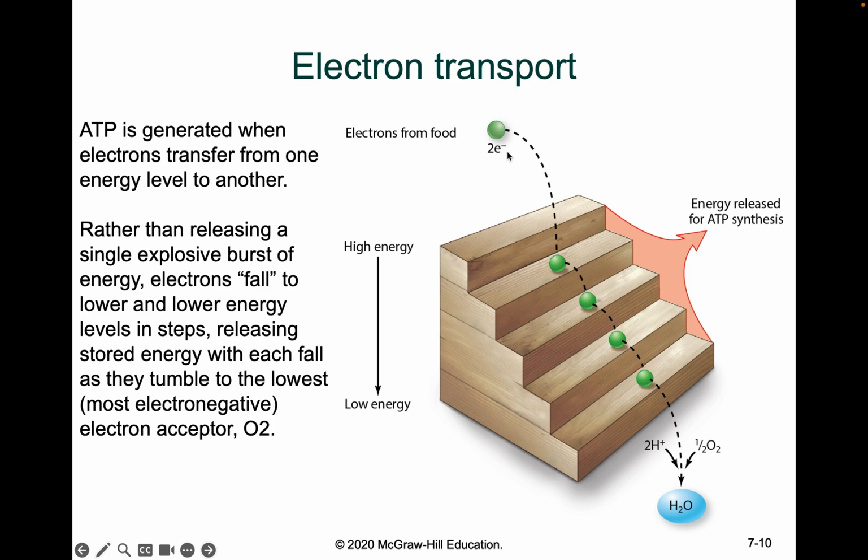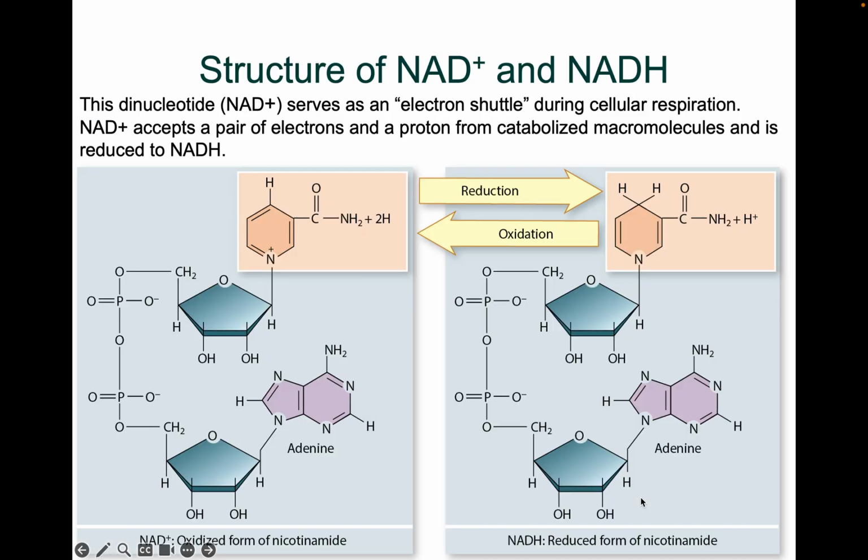So when we have electrons from food, NAD plus is going to come here. It's going to accept these two electrons, and then basically it's going to go down the steps, and then it's going to be passed down to oxygen as the final acceptor. This is very important to keep in mind.